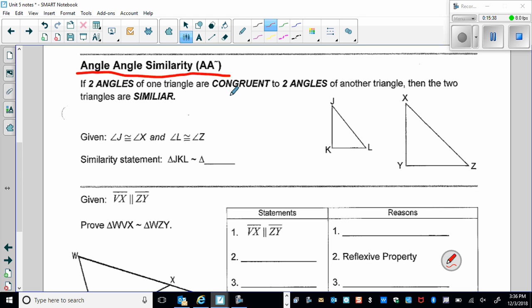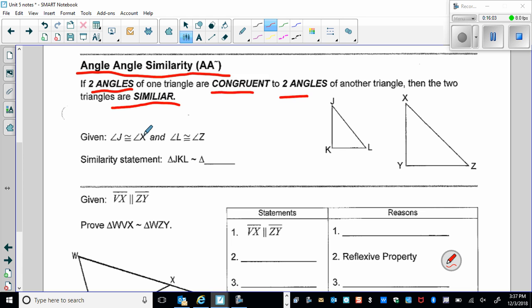So the last one is angle similarities, okay? So the other two, you need to have 3 sides being proportional, or 2 sides and 1 angle. But if you only know about the 2 angles to be congruent, you can conclude that the triangles are similar. So it says if 2 angles of one triangle are congruent to 2 angles of another triangle, then the 2 triangles are going to be similar.